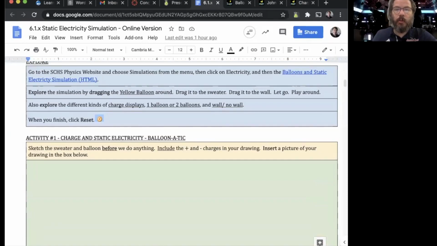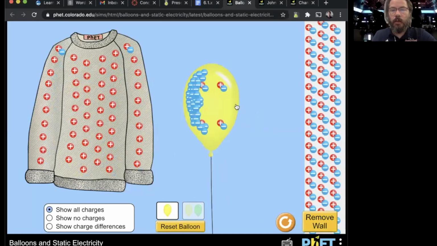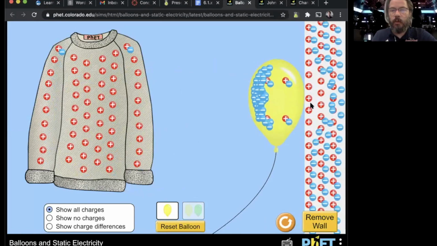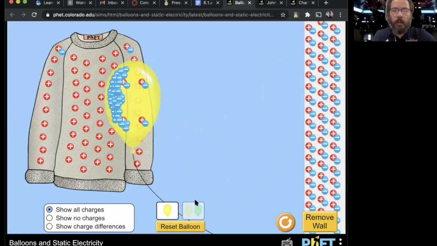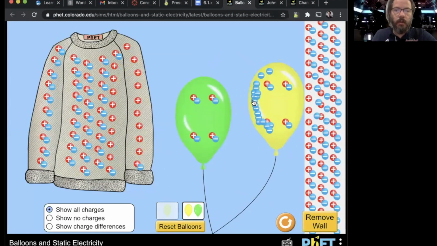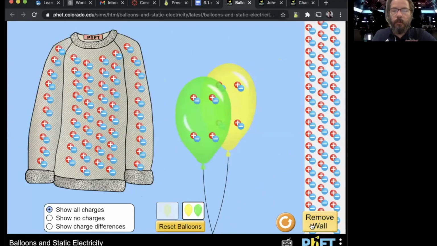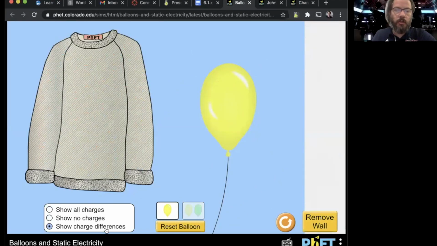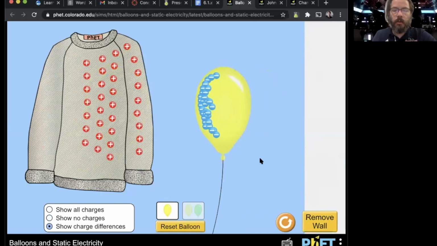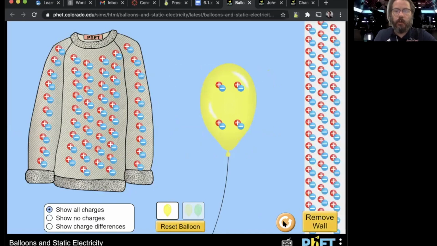When you get to the balloon gizmo, it's actually pretty simple. You just click and drag, and then you can let go. You can do 2 balloons. You can reset the balloons, but you can also reset the whole thing. You can show no charge, show charge difference. You can remove the wall. You can do all kinds of stuff, but then you can hit reset.